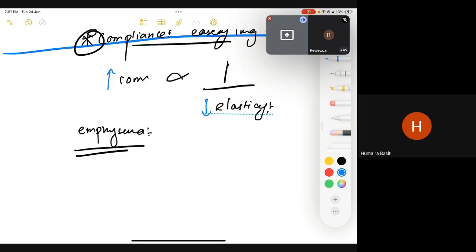Let me remind you again, okay? Another thing which you should just keep in mind: with aging, what happens?